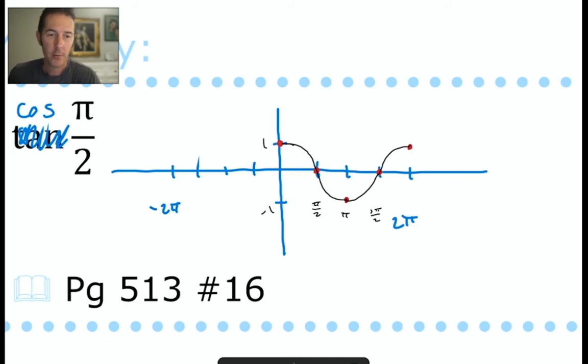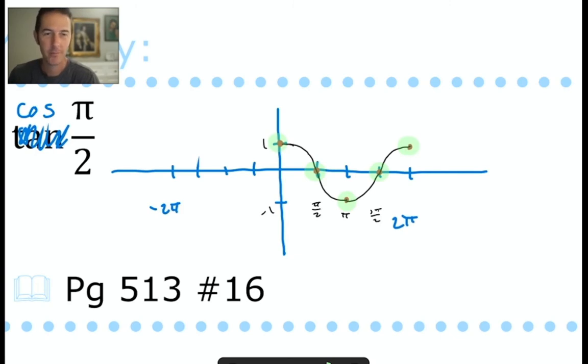So what's the cosine of pi over 2? Find the x-coordinate of pi over 2, locate that point. What's the y-coordinate? 0. What's the cosine of pi over 2? 0. What's the cosine of pi? Well, what's the y-coordinate here? -1. Cosine of pi is -1. How about the cosine of 3 pi over 2? Back up to 0. And what's the cosine of 2 pi? +1.